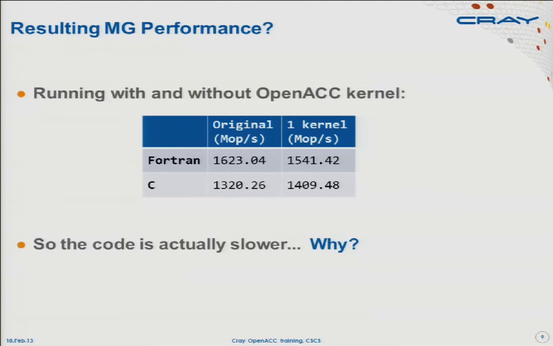Again, you can see the source code in Practical 3, so I'm not showing source code here. We accelerate that one routine, and the code goes slower. But C actually goes slightly faster, probably because there was some poor scheduling going on in that loop on the CPU. But the Fortran is going slower. Why is it going slower? Well, you know the answer by now.